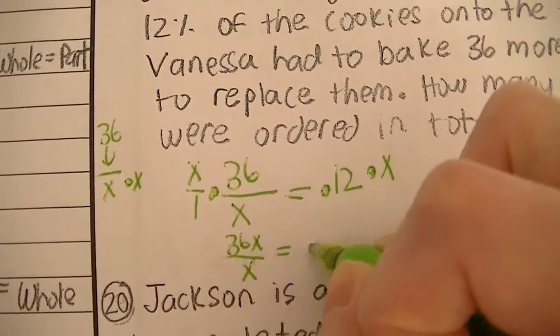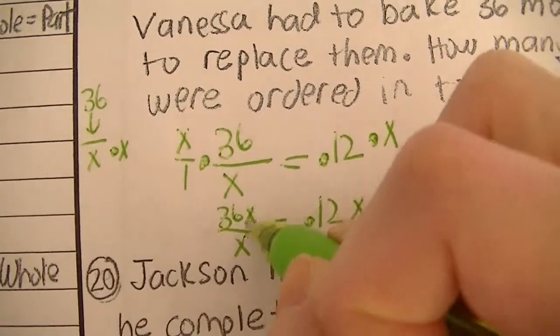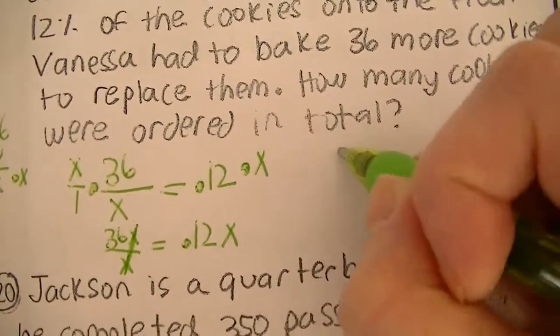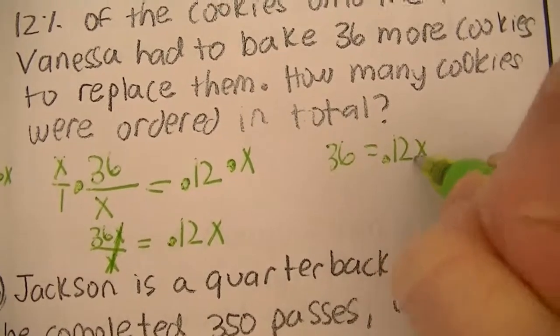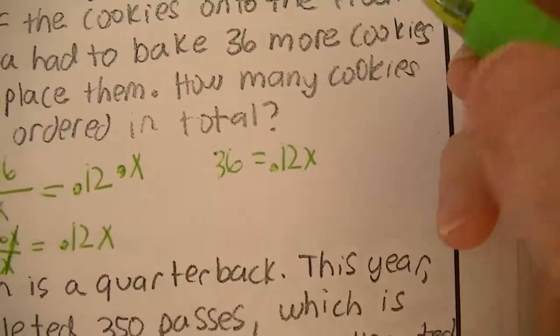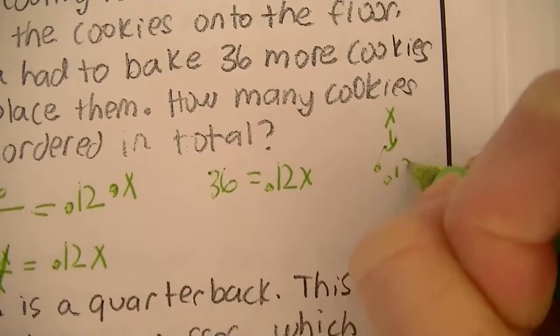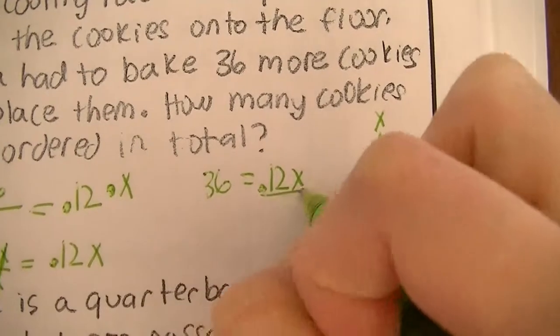12/100 times x is 12/100 x. Okay? I see that I have x divided by x, which is 1. 1 times 36 is 36, which would equal 12/100 times x. Okay, now it's in a format you're used to. So we start with x, then we just multiplied it by 12/100. So the inverse operation of multiply is to divide. So we'll divide both sides by 12/100.